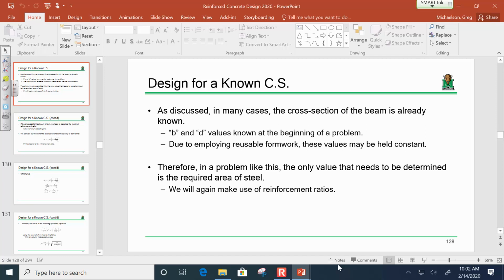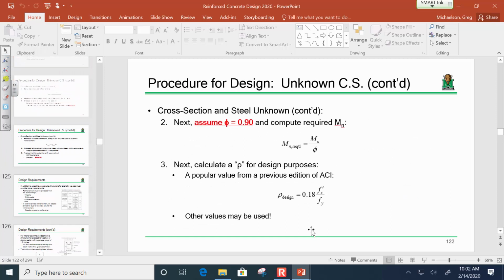Remember that known cross-section design really comes from 2 places. Either you're using an element that's precast, so you already know what the dimensions are, and all you need to determine is how much reinforcement is in there, or you're designing a slab. And there are some details with slabs that will become a little bit more important later, but that's basically that in a nutshell.